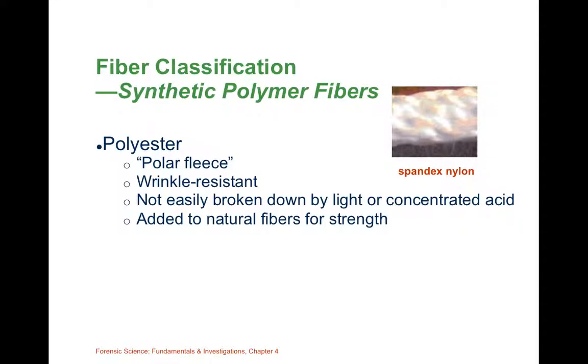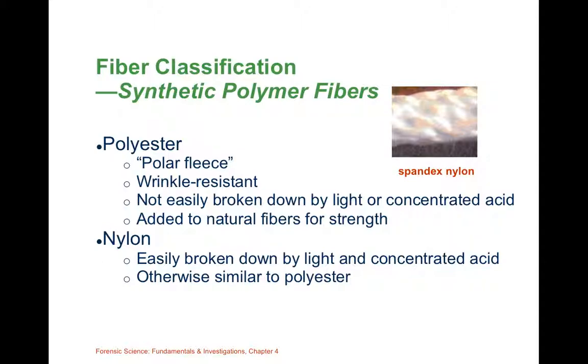All right, a basic example of a synthetic fiber is polyester. Another word for polyester is fleece, right? We know it is super wrinkle resistant. It is not easily broken down by light or acid. And sometimes polyester is added to natural fibers such as wool to provide strength.